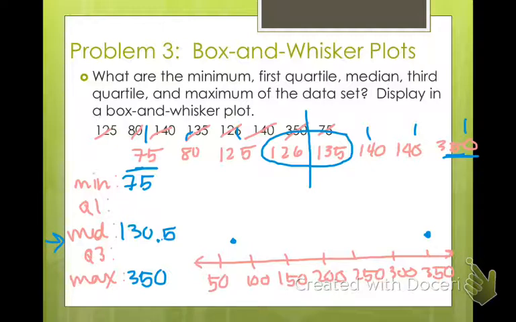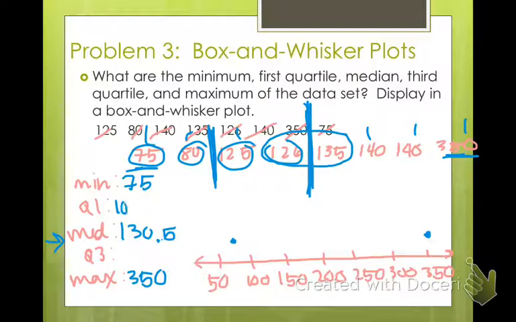Okay, now I need to take and divide that into 4 parts. So this is divided into 2, so I need to take and divide it again. So I'm going to look at these numbers here, 75, 126, and then 80, 125. I need to find again the middle. So 80 plus 125 is 205. Take and divide that by 2, and I get 102.5.